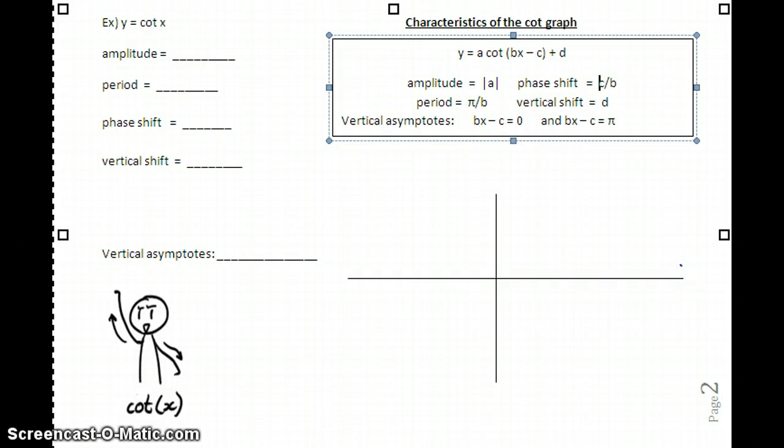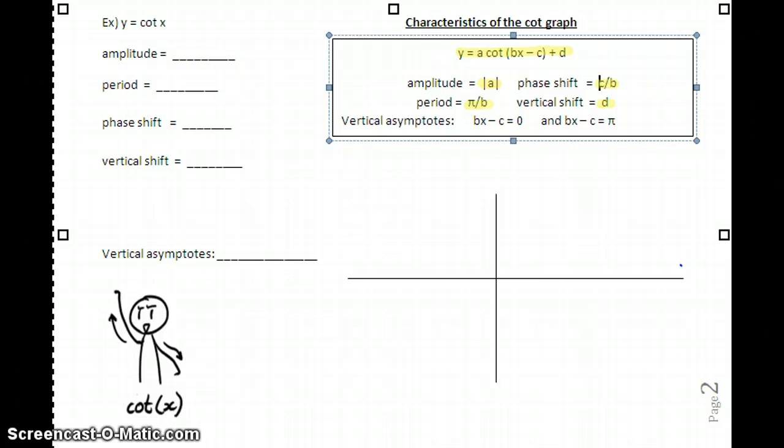So if we look at some of the basic qualifications for the cotangent graph, we'll notice that they're very similar to the tangent graph in the fact that the amplitude is still A, the phase shift is C over B. And you can see that it does say C over B. The period is pi over B, just like it was for the tangent graph, and the vertical shift is D.